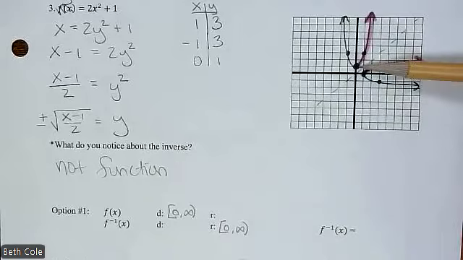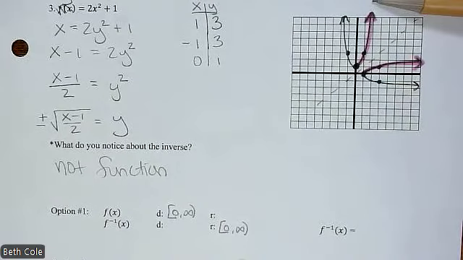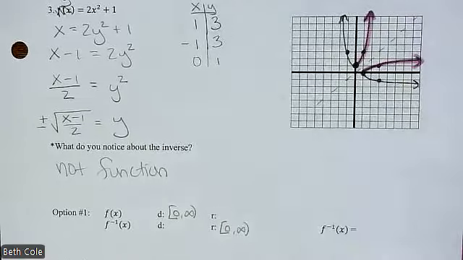And then what's your range on the original function? Look where I'm pointing. We're trying to just look at the pink part. It's from where to where? 1 to infinity. Good.